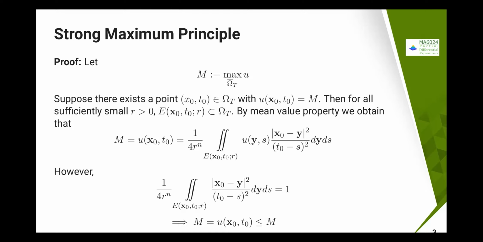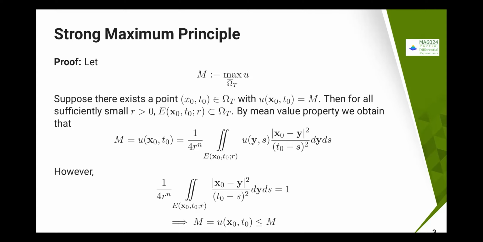If I substitute it over here, what is it going to become? This is going to become 1 by 4 r power n, and except for this kernel of y comma s, if I remove it, that is going to become 1. So I'm going to take the u of y comma s outside. This is going to become just u of x naught comma t naught. So M equals u of x naught comma t naught, and this is already 1.